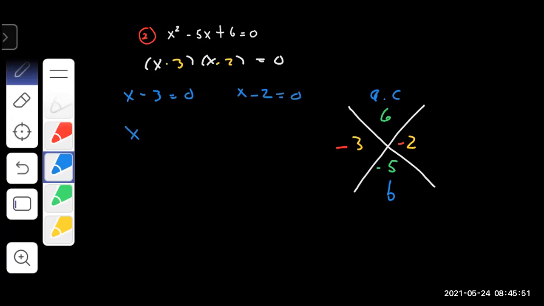And what are the answers, guys? What is x equal to? +3 and +2. Thank you. These are the solutions. Solution 1 is x equals 3, and solution 2, x equals 2.